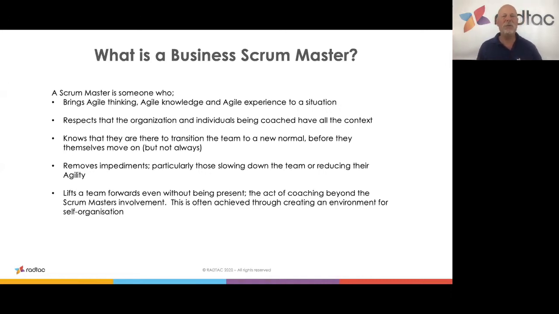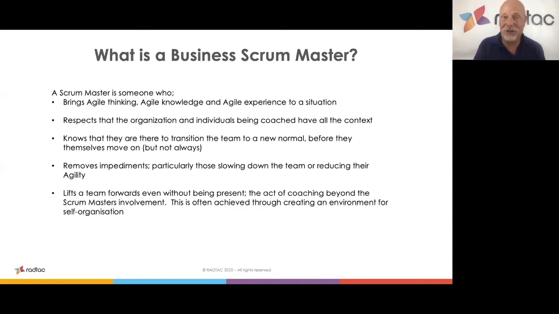So, yeah, remove impediments, shield the team, make sure the team's not slowed down, removing noise from the team. It's what amazing Scrum Masters do. Lift the team forwards even without being present. Now, this is about the art of coaching and facilitation. It's about making sure that the team understands the values and they're being agile. They understand what's the value of doing what they're doing.